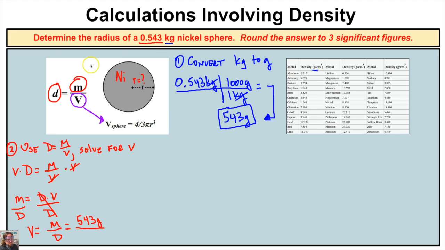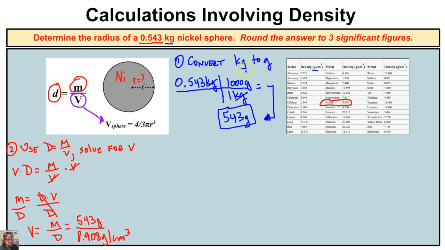What is the density of nickel? Well, we have a table here of different metals and their densities, and if we take a look right here, we can see that the density of nickel is 8.908 grams per cubic centimeter. And so now take a look at what happens.